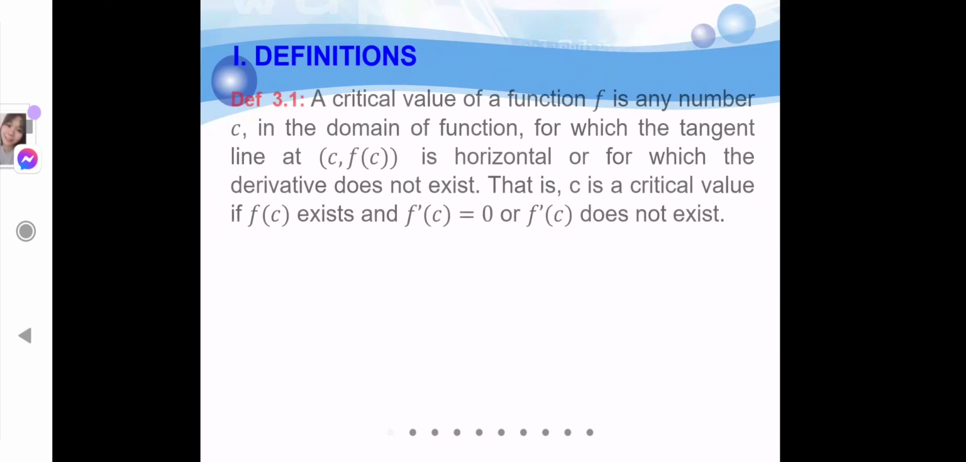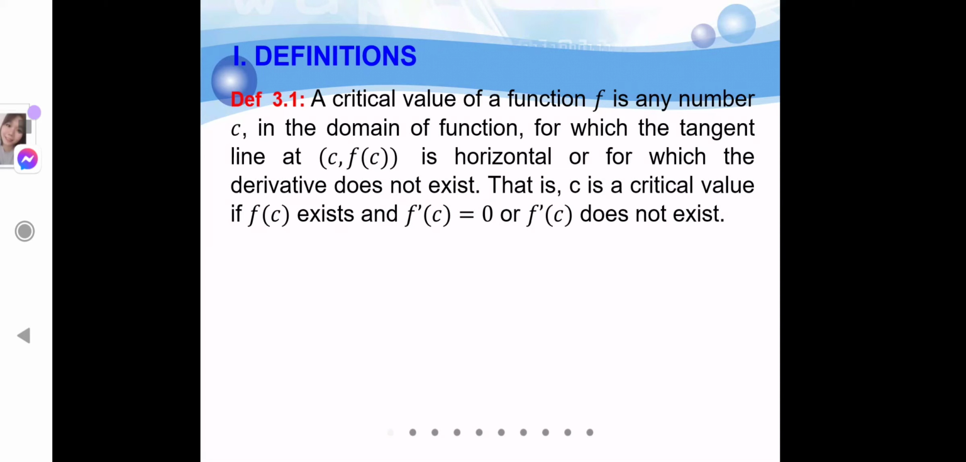Now we have a definition. What is a critical value? A critical value of the given function is a number c. The first condition: c belongs to the domain of the given function, and at c, f prime at c equals 0 or does not exist.